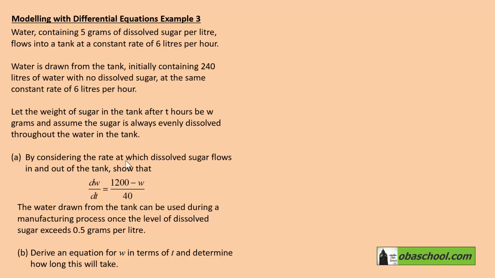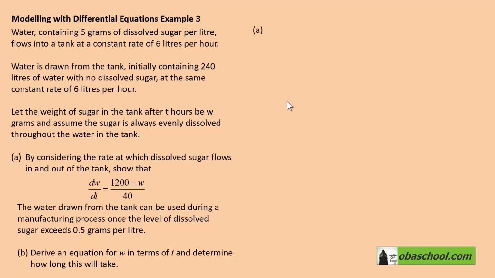By considering the rate at which dissolved sugar flows in and out of the tank, show that dW/dt is (1200 minus W) over 40. The water drawn from the tank can be used during a manufacturing process once the level of dissolved sugar exceeds 0.5 grams per litre. Derive an equation for W in terms of T and determine how long this will take.